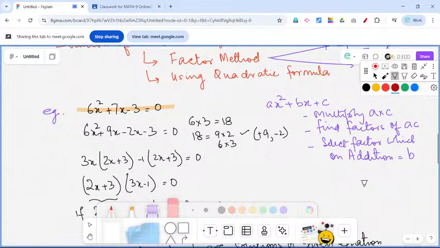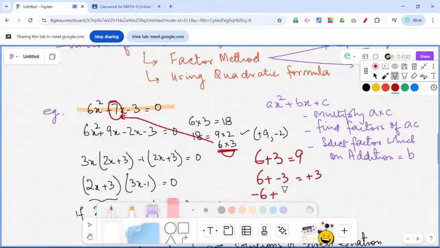I cannot get... 6 plus 3, I can make 6 plus 3 equal to 9, or I can make positive 6 plus negative 3 as positive 3, negative 6 plus positive 3 is negative 3, but I am not getting 7. I want to get the middle term. Therefore I will not use this.